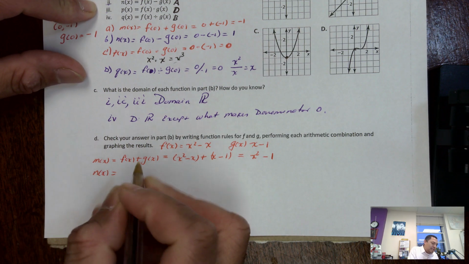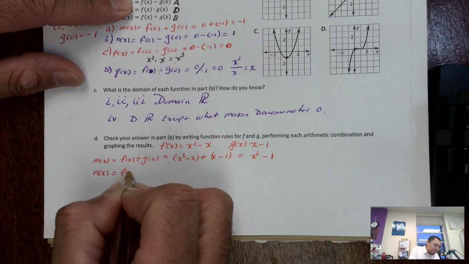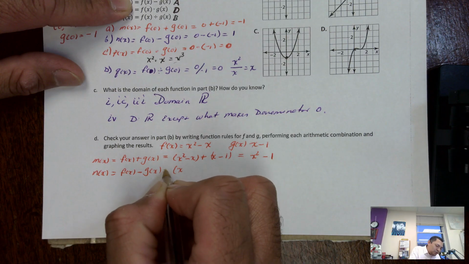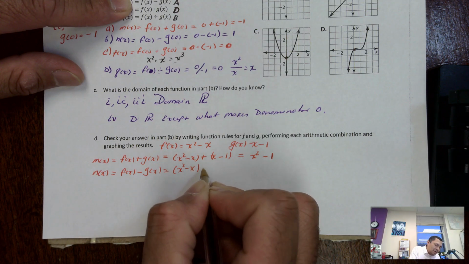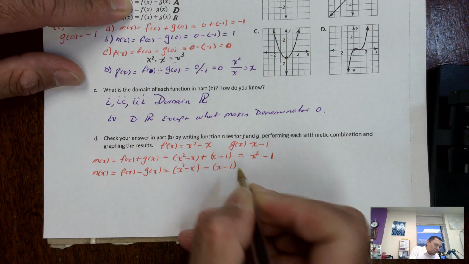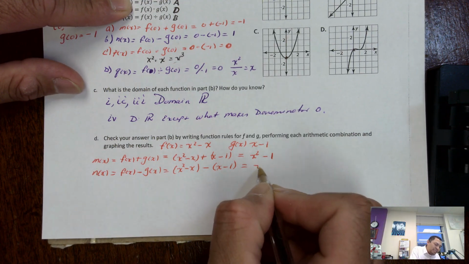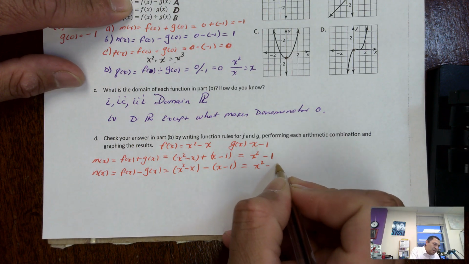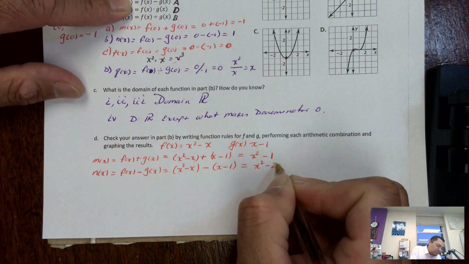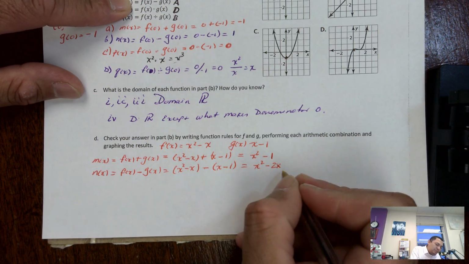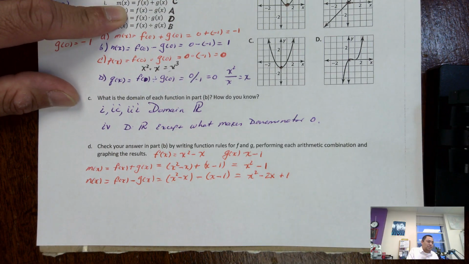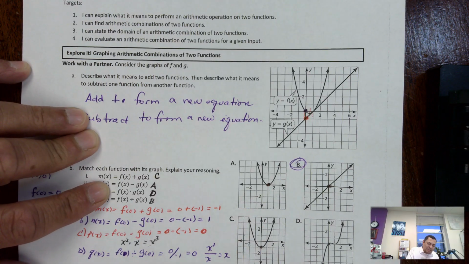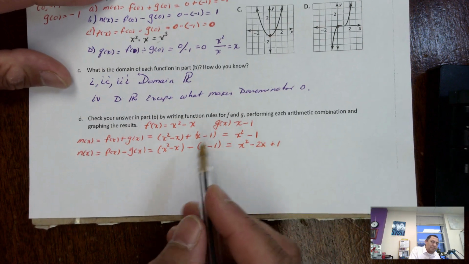So let's do n(x) now. n(x) is equal to f(x) minus g(x). So it's x squared minus x minus x minus 1. So this is equal to x squared, still the same. And then I have negative x minus x, which is minus 2x. And then I have negative times negative, which is positive 1. So in this case, it is the parabola that we have here. See? So that's the parabola if we graph those points.